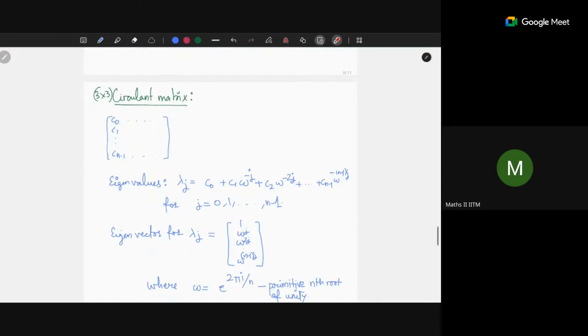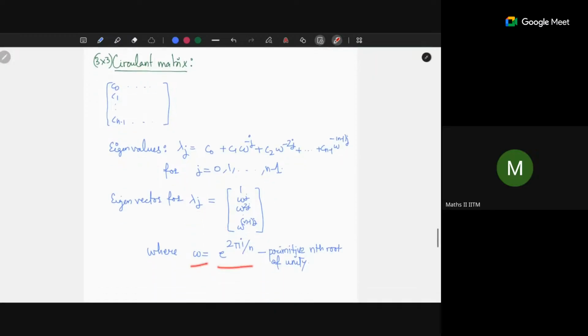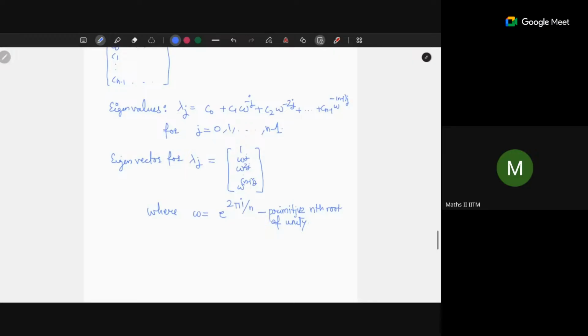And the eigenvector corresponding to each lambda j is of this type, where omega is nothing but the primitive nth root of unity. Okay, this is a specific value. And what do I mean by the nth root of unity? For example, you have already seen one example of a root of unity.